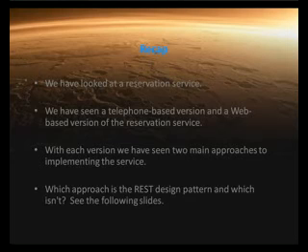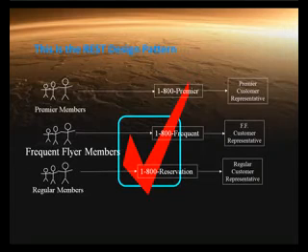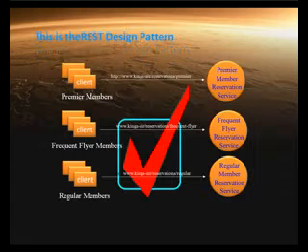Which approach is the REST design pattern and which is not? See the following. This is not the REST design pattern. And this is the REST design pattern. This is not the REST design pattern. And also this is the REST design pattern.